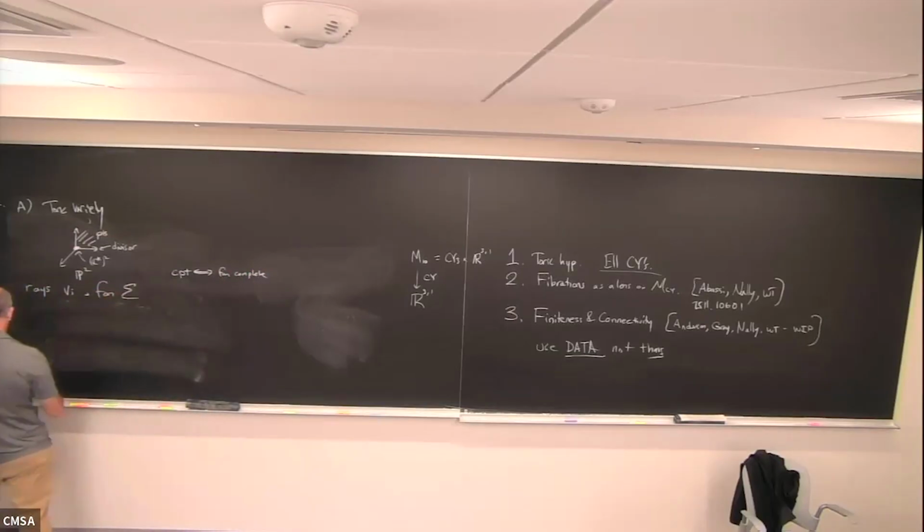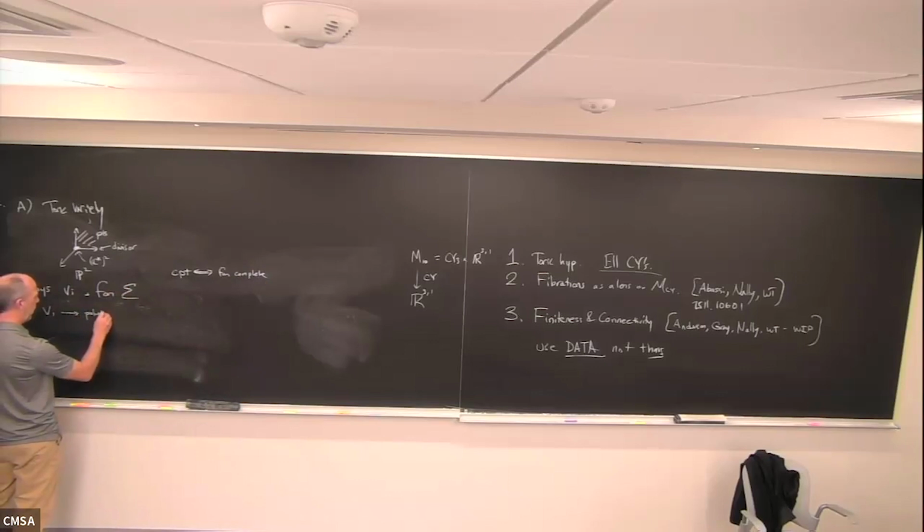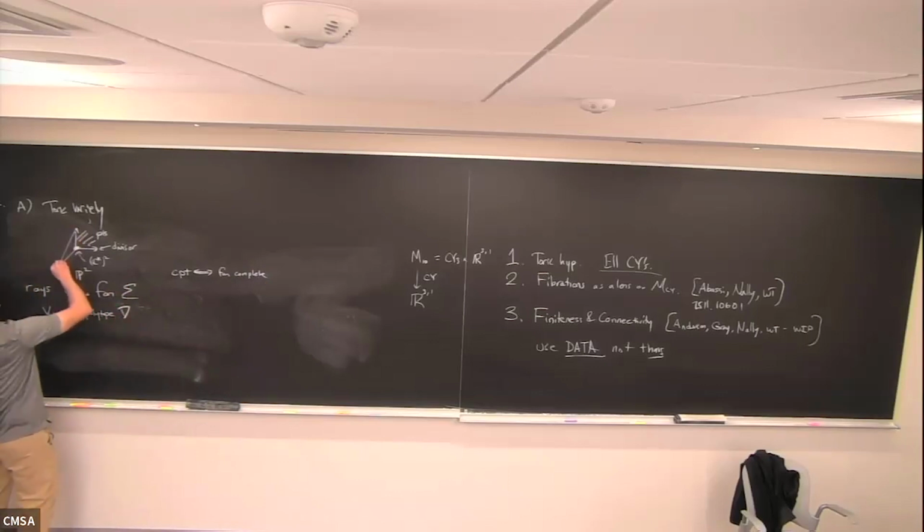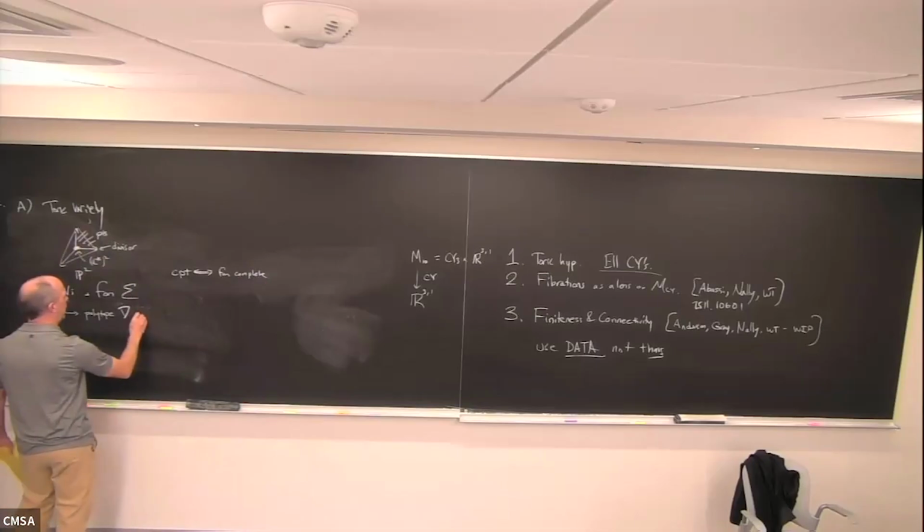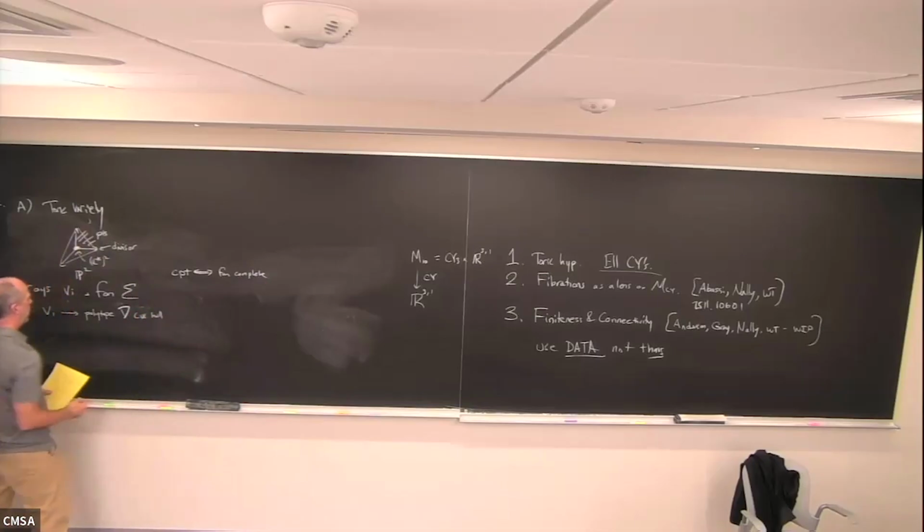And this essentially defines a toric variety. From the VIs, we can construct a polytope. I'll call it nabla. So the polytope is the convex hull of the set of points spanned by the rays. So that's the general idea of a toric variety.